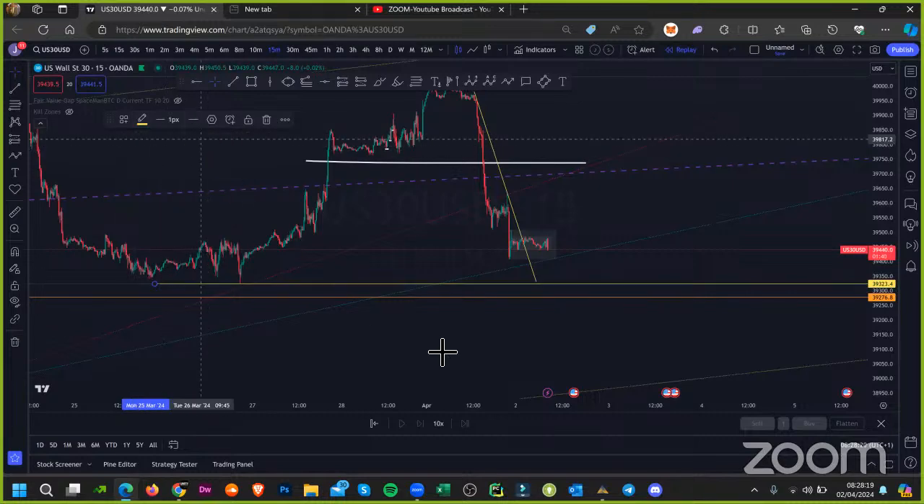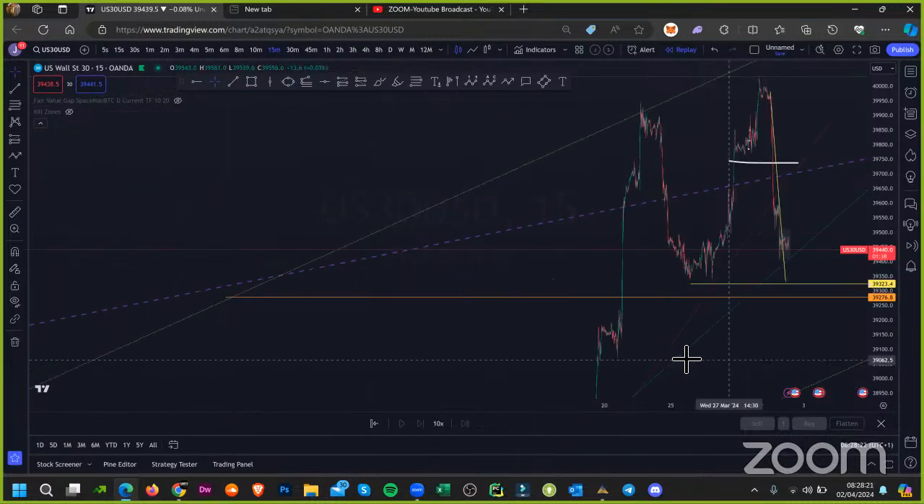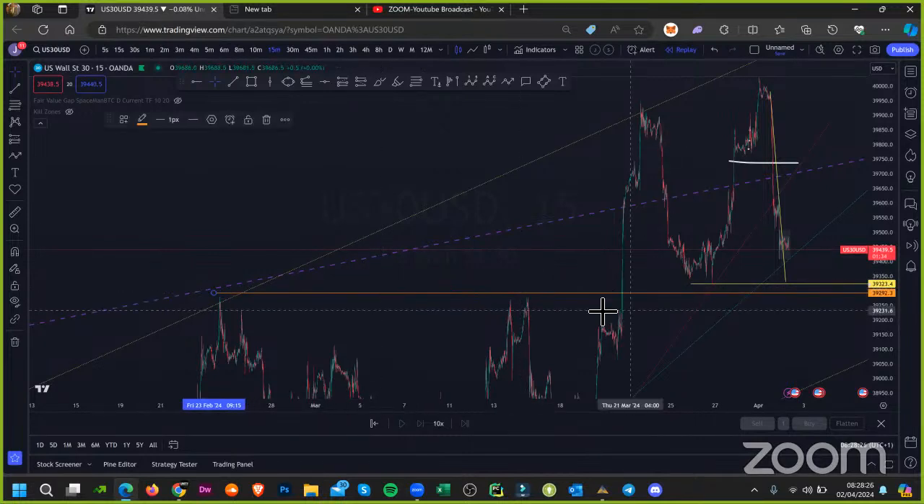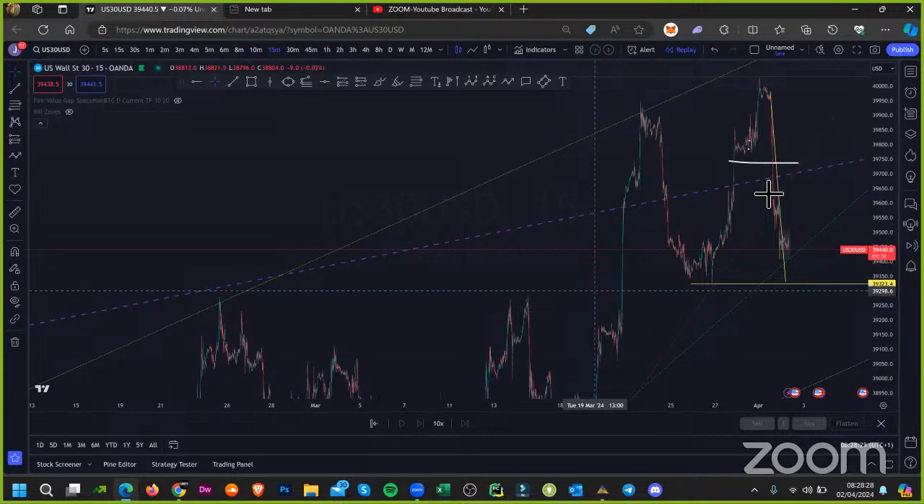Make it solid, okay? And what's this orange line? I'm just trying to clean up the screen. Yeah, that was the previous structure I was showing you where the market broke through here with strength and speed. So we can get rid of this orange line, okay?